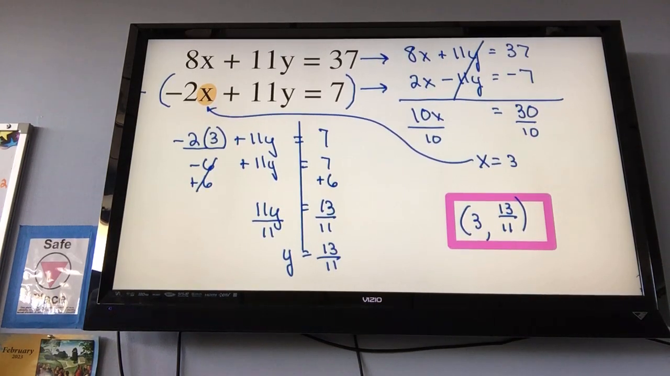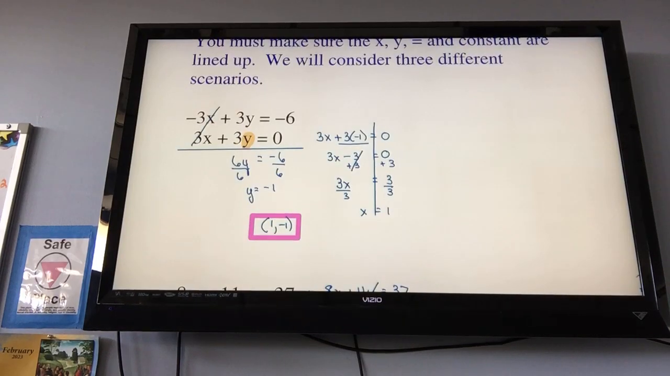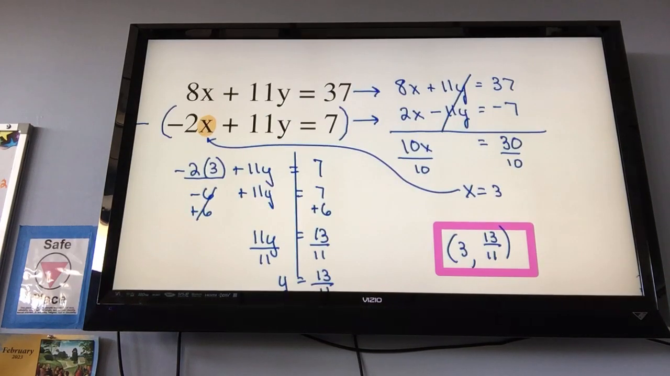So if we do happen to get a fraction as an answer, we wouldn't write, wait, never mind, we didn't. Okay, so the first one, we didn't have to change anything. The second one, we had to make one of the numbers negative, so we had to multiply by a negative.